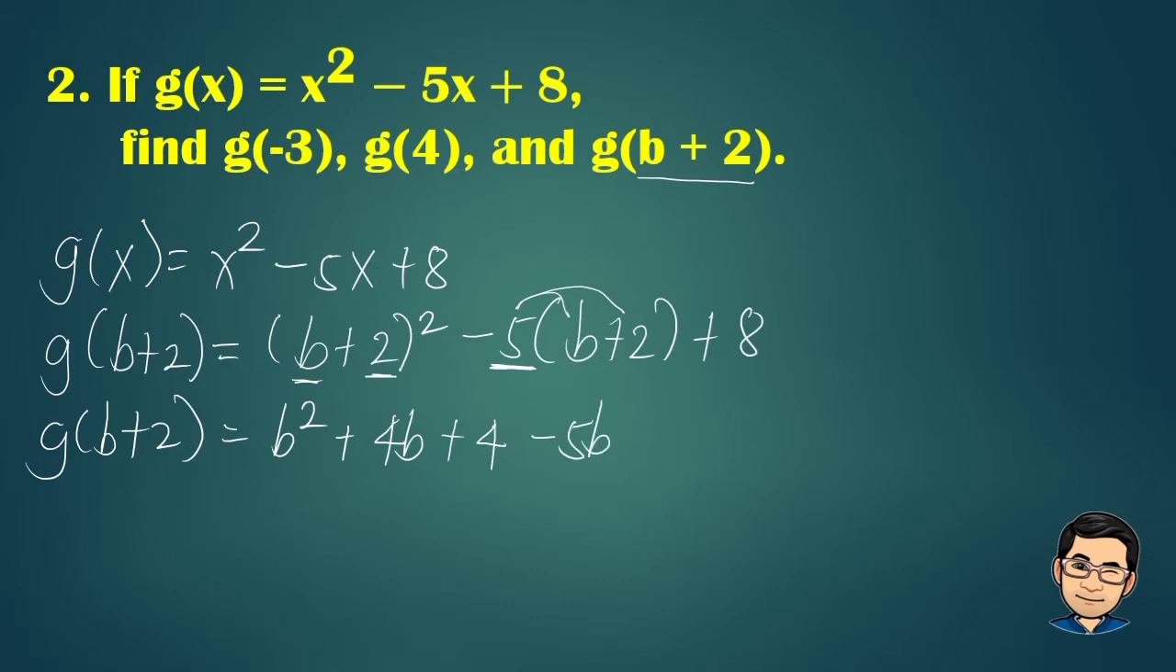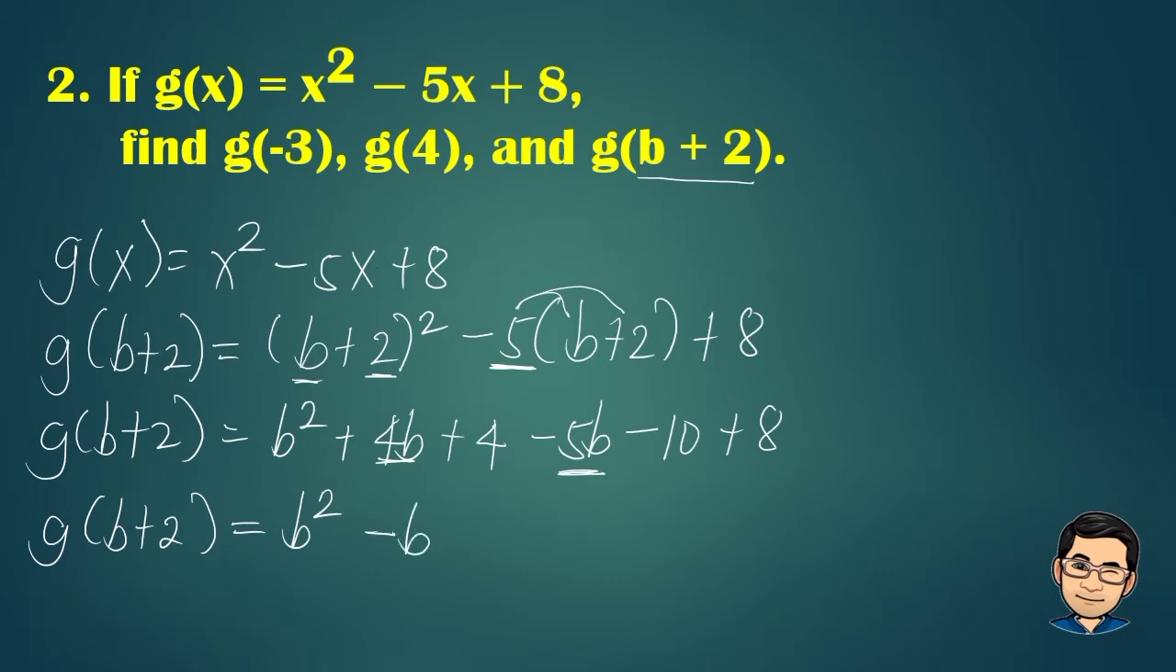Negative 5 times 2, that is negative 10, plus 8. So, finally, we combine like terms. So, b squared, sulat lang natin kasi wala naman siyang kamukha. And then, 4b minus 5b, so that is negative b. And then, 4 minus 10, that is negative 6, plus 8, that is 2. So, the value of g of b plus 2 is b squared minus b plus 2.